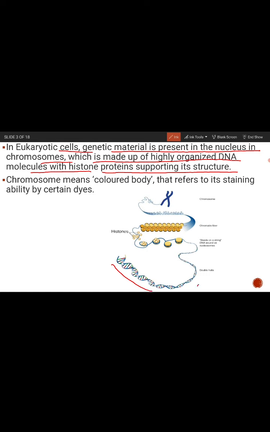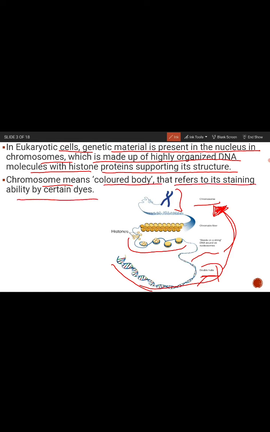This is DNA, and as you can see, this is double helix DNA, and it is being folded into a chromosome with the use of histone proteins, right? Forming nucleosomes. So this double helix of DNA is being folded into a compact chromosome-like structure, which looks something like this, which makes the DNA compact and stable and highly organized, right? So chromosome means colored body. That refers to its staining ability by certain dyes. So chromosome literally means a colored body.